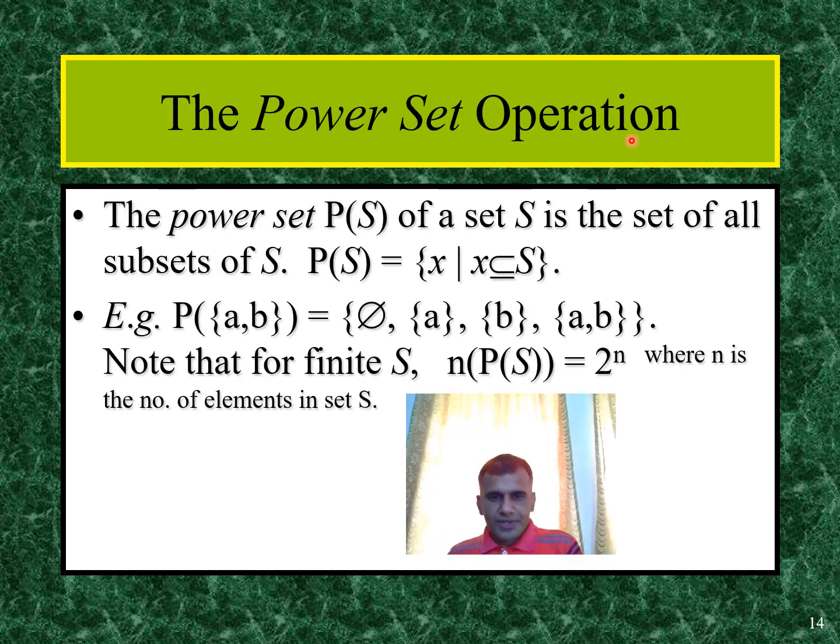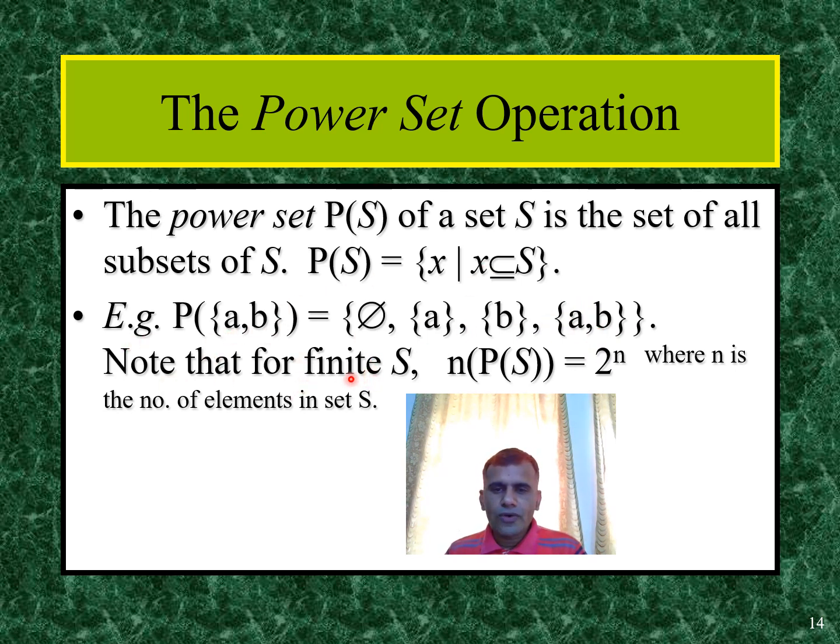The power set operation. The power set PS of a set S is the set of all subsets of S. PS is equal to the set containing X, where X is a subset of S. In the power set of {A, B}, which elements will be there? The power set of {A, B} will contain phi, the null set, the set containing A, the set containing B, and the set containing AB itself. So this is the example of the power set of {A, B}.